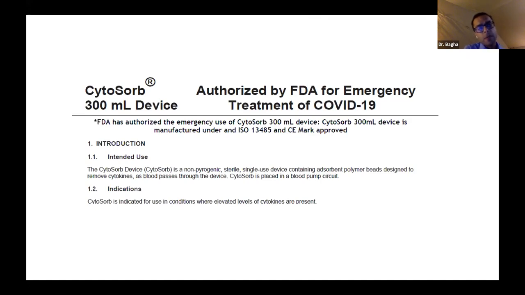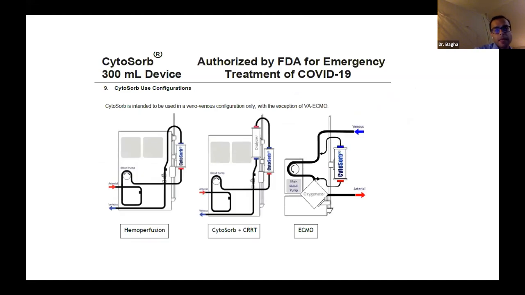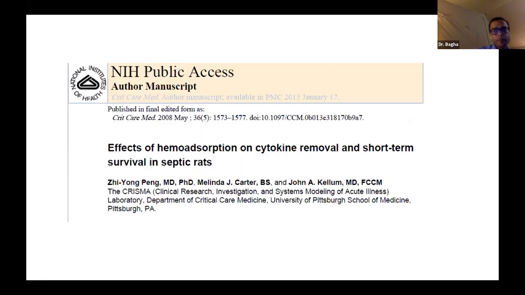And they allow the CytoSorb devices for use in conditions where elevated levels of cytokines are present. Okay. This can be used as plain hemoperfusion, or hemoperfusion plus CRRT or intermittent hemodialysis, or it can be used in the same circuit as an ECMO, okay?